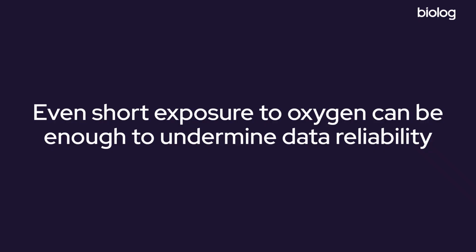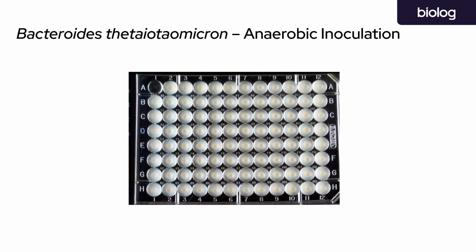When culturing anaerobes, even a short exposure to oxygen while handling cells can cause instability in growth and therefore undermine your data reliability. So let's take a look at a couple of real examples of this. Here we have Bacteroides thetaiotaomicron, which was inoculated and incubated anaerobically inside a chamber. This plate has all the wells identical except for A1, that's our negative control, and you can see that the growth is very consistent across the entire plate.